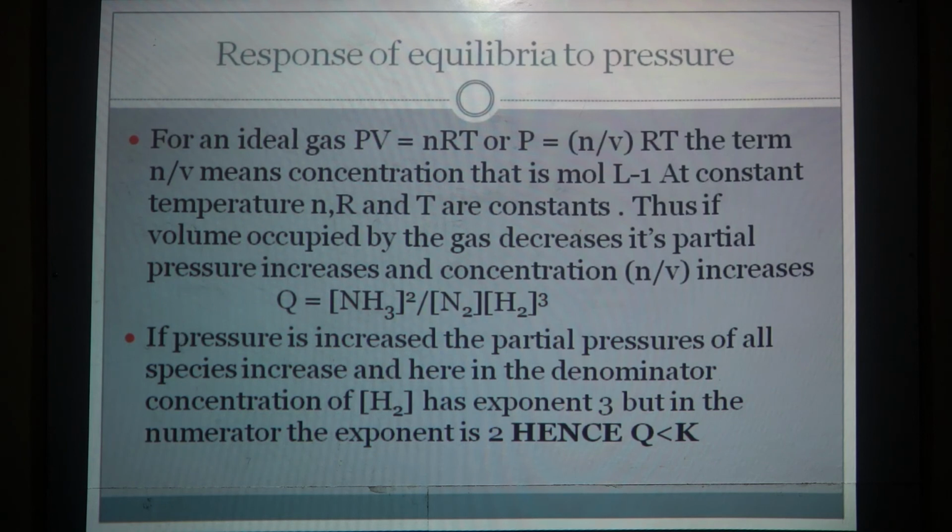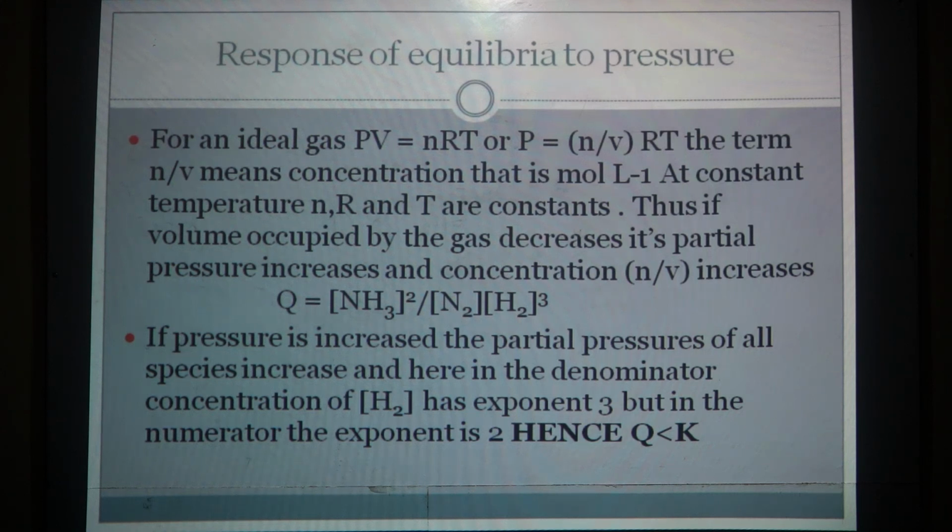Response of equilibria to pressure. For an ideal gas, PV is equal to nRT, or P is equal to n upon V into RT. The term n upon V means concentration, that is, moles per liter. At constant temperature, n, R and T are constants. Thus, if the volume occupied by the gas decreases, its partial pressure increases and concentration n upon V increases.